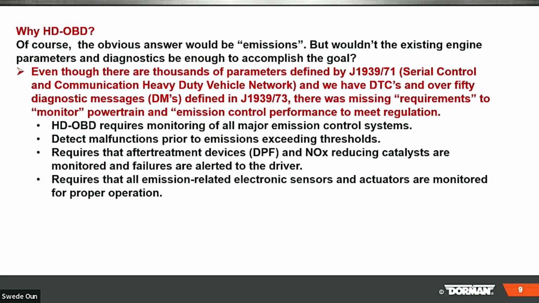There were missing requirements to monitor powertrain emissions control performance to meet regulations. So basically with OBD, what are we concentrating on? We're concentrating on emissions performance, okay? Heavy duty requires monitoring of all major emission control systems, detecting malfunctions prior to emissions exceeding thresholds. It requires that aftertreatment devices, the DPF and NOx reducing catalysts, are monitored, and failures are alerted to the driver. It requires that all emission-related electronic sensors and actuators are monitored for proper operation.